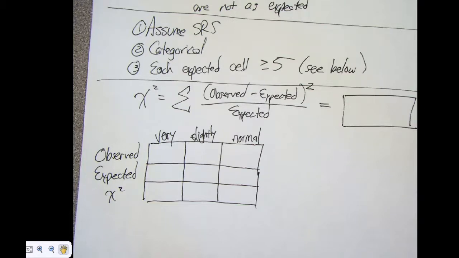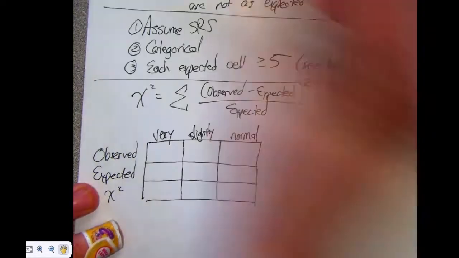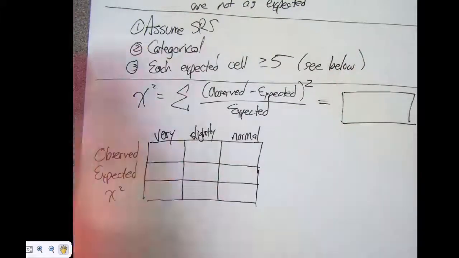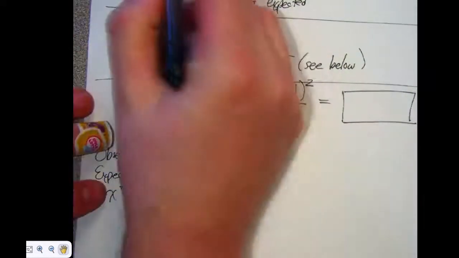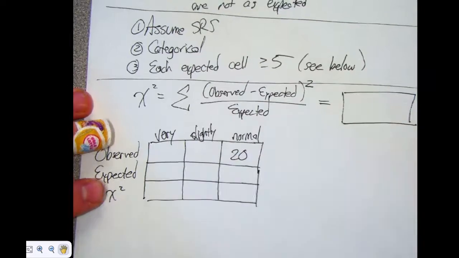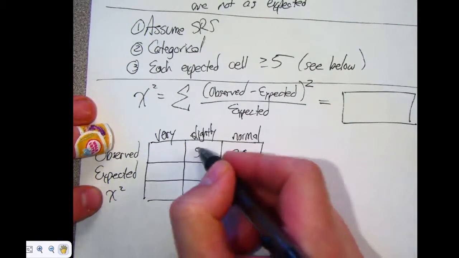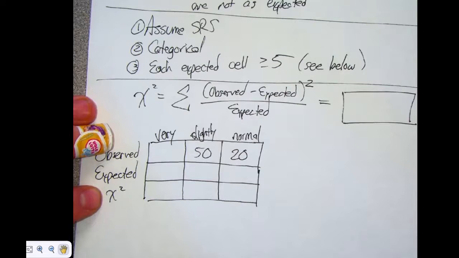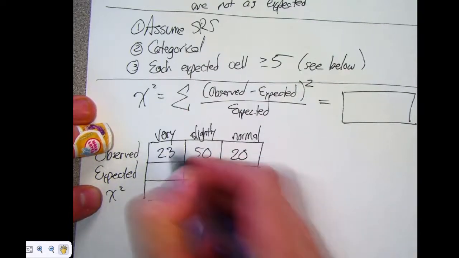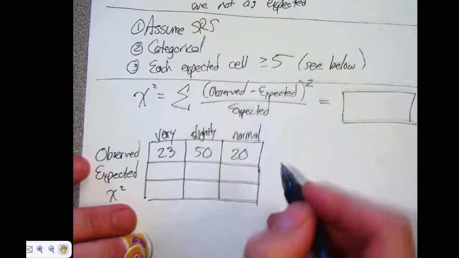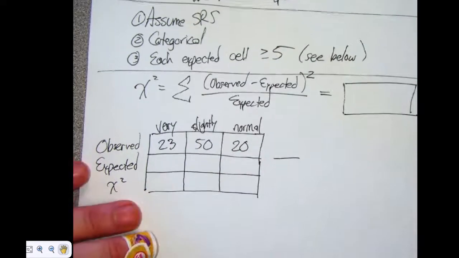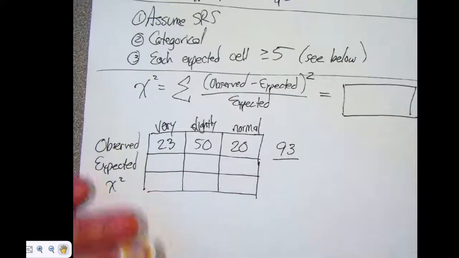So the observed is what we saw. So that's the numbers that they gave us. They told us 20 had, I kind of gave it to you in a weird order, so make sure you put them in the right spot. So 20 had normal feathers. 50 had slightly curly. And 23 had very curly. I would total those up. So you got your number here. I already gave you the total is 93, but just writing it there I think is helpful for the next step.